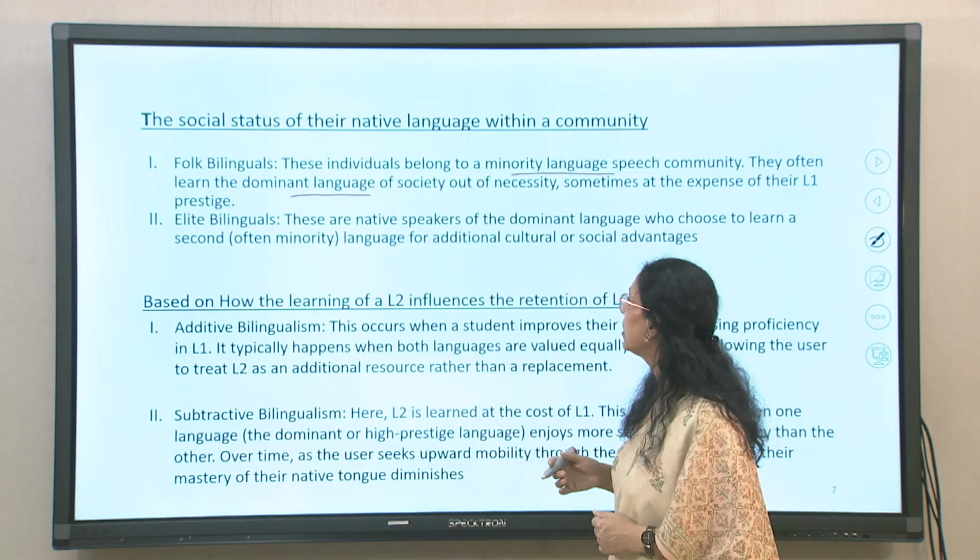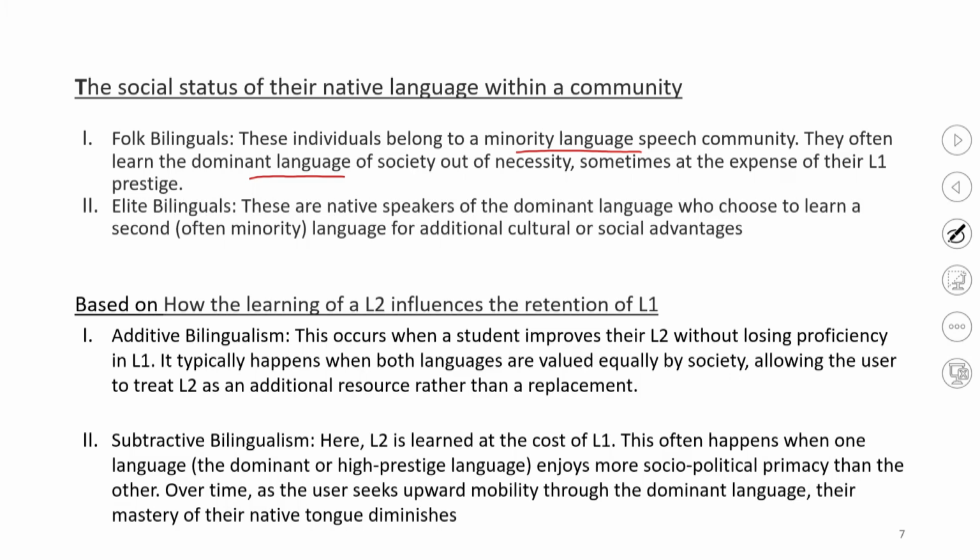Elite bilinguals, on the other hand, are native speakers of the dominant language who choose to learn a second, minority language for additional cultural or social advantage, for other reasons, not out of necessity. Folk bilinguals learn the second language out of necessity, and elite bilinguals do not need to learn, but they might just learn for the sake of enhancing their knowledge.